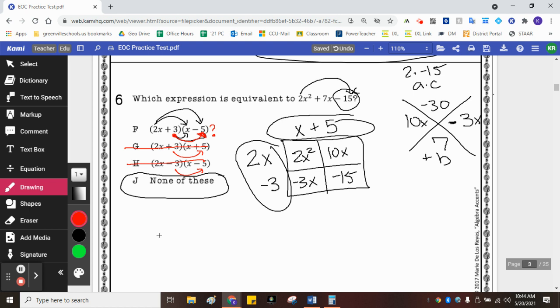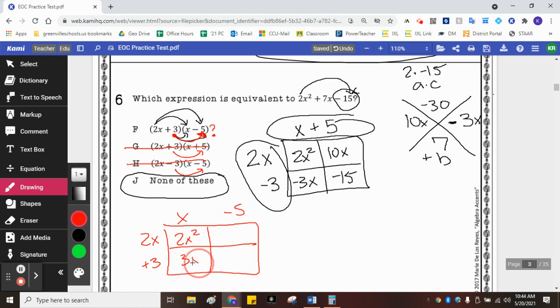But it can't be F because if you worked it backwards, we would get x plus 3 times 2x minus 5 and multiply in 2x squared, 3x, negative 10x, negative 15. So combine like terms, we get 2x squared minus 7x minus 15. And it is a positive 7 and not negative. So that's why it can't be F.